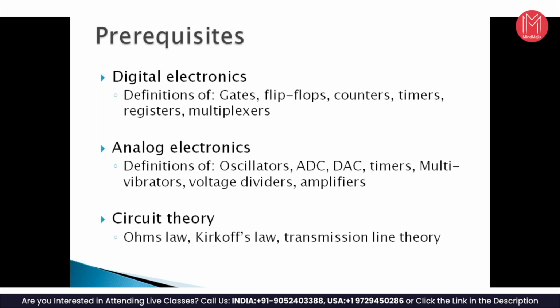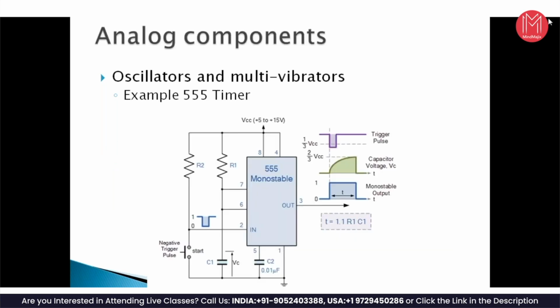And also on the analog side, we look at timers and multivibrators. We start with what is called the 555 timer. A 555 timer can be used as a multivibrator. Basically, this is the configuration. This can be used as something called a monostable multivibrator. What is a monostable multivibrator?